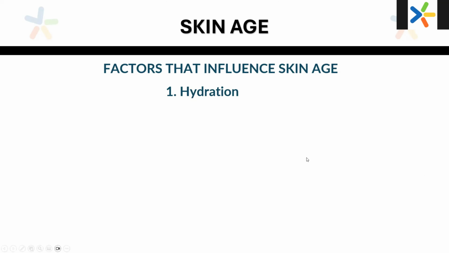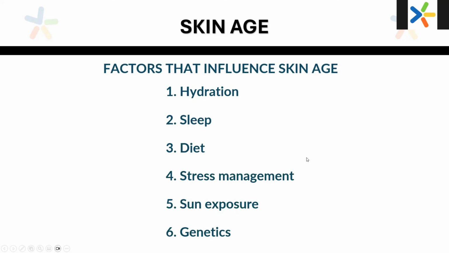And those are hydration, sleep, diet, stress management, sun exposure, and genetics. And that one, there's not much we can do there. But the first five, we can definitely do something about. So if somebody gets a skin age that's higher than their actual age, this is what it's talking about. This is what we focus on with that person. We let them know that it's talking about the skin as an organ and not about beauty. So make that perfectly clear.